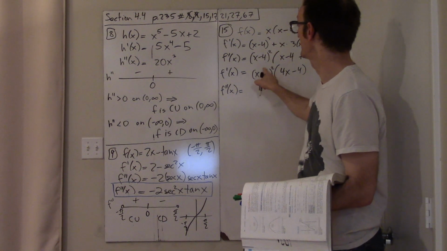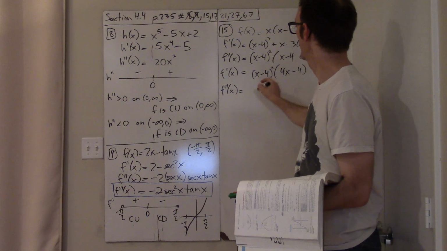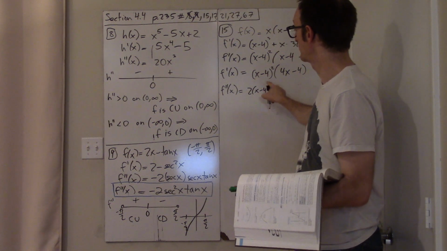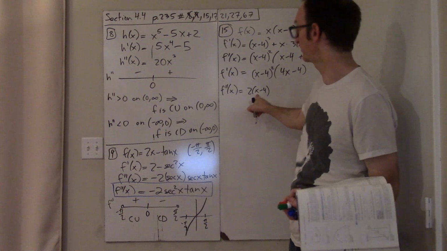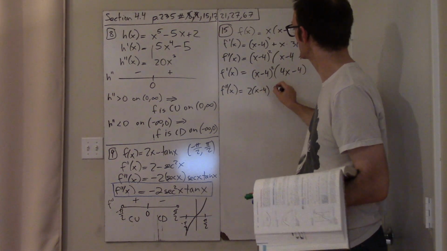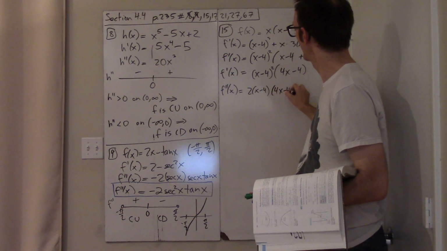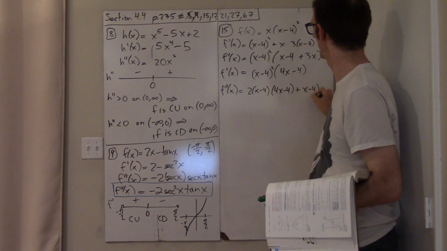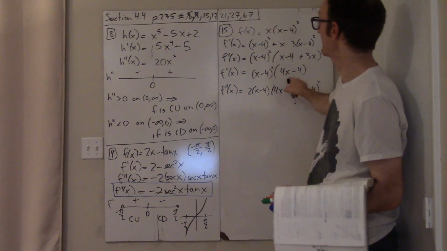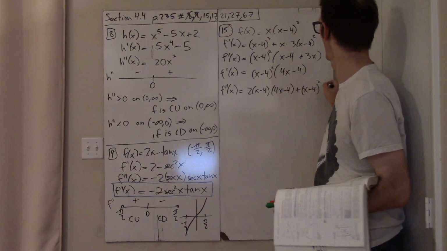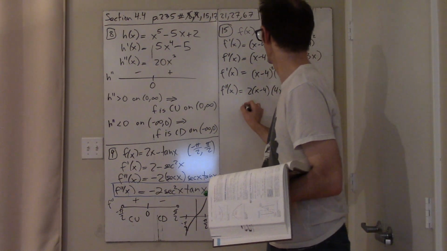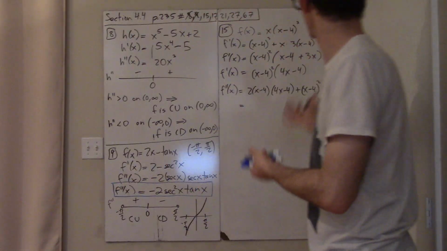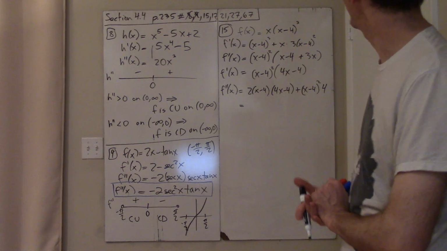So the derivative of the first, which is 2(x - 4)^1, back inside of the derivative of x - 4, which is just 1. So the first times the second, plus the first, so (x - 4)^2, times the derivative of the second, which is just 4. I don't know if this was the most efficient way to do this, but anyway, I have taken the derivative twice, and now I have this big old polynomial.